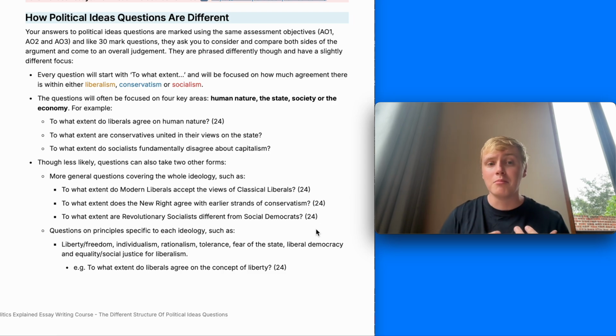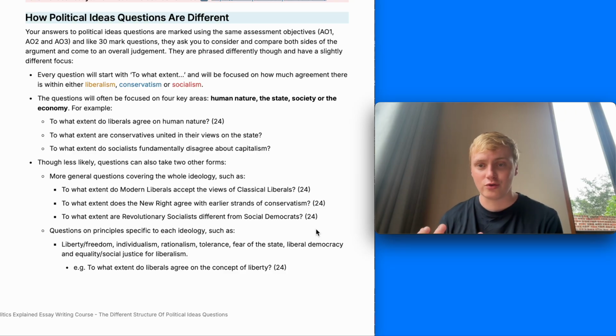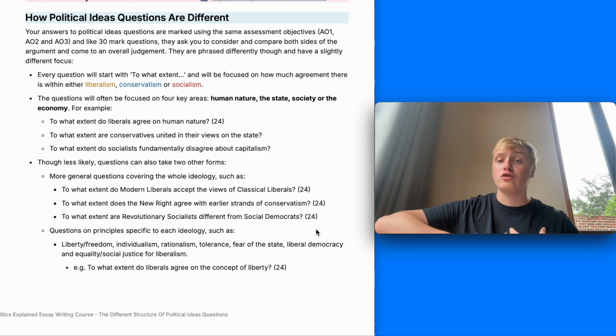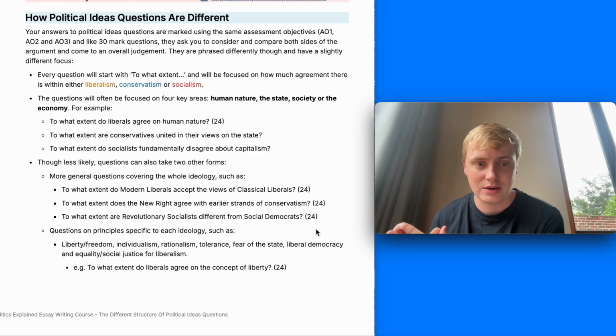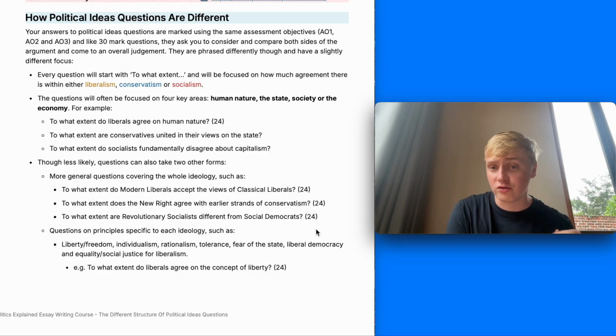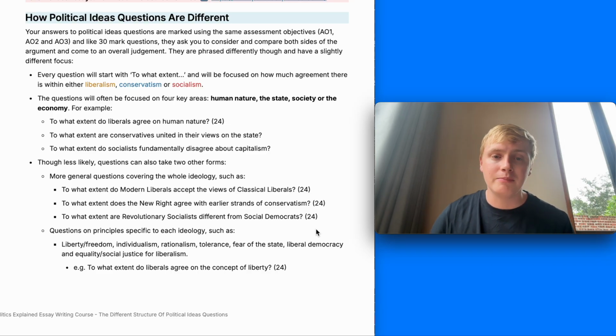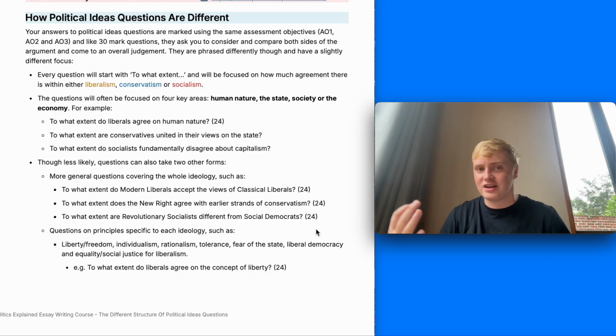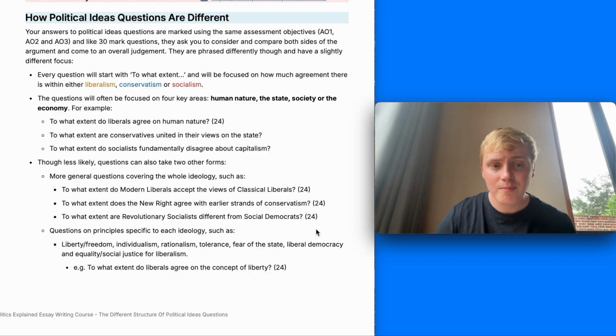You could also get more general questions, so to what extent do liberals agree, to what extent do conservatives agree, to what extent do socialists agree, or highlighting just a couple of those strands, so to what extent does the new right and traditional conservatives agree, to what extent does revolutionary socialism and social democracy agree. So they're the kind of overall questions where you're going to be bringing in things from across state, society, economy, and human nature. And the final type of question you can get is on core principles or ideas of that ideology.